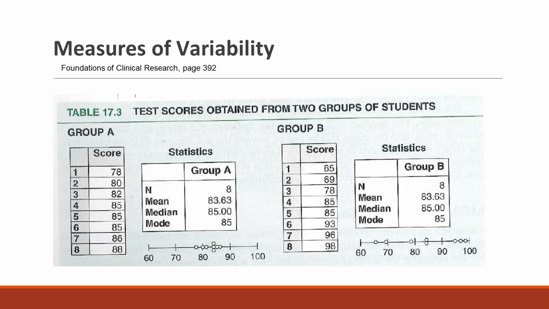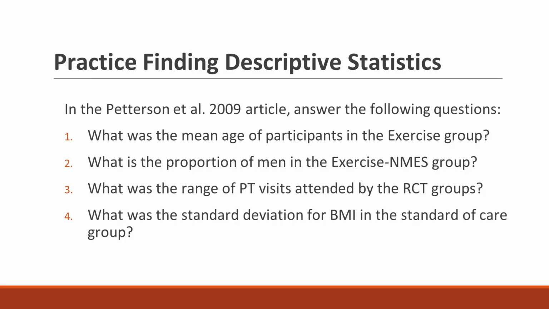There are 5 commonly used statistical measures of variability: range, percentiles, variance, standard deviation, and coefficient of variation. You will hear more about some of them. Pause the video at this time to practice answering these questions in reference to the Peterson and others 2009 article. Resume the video when done.